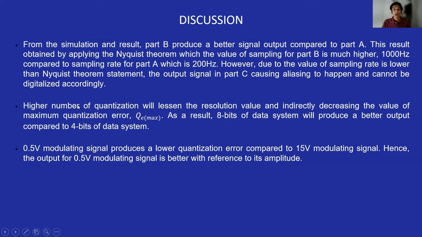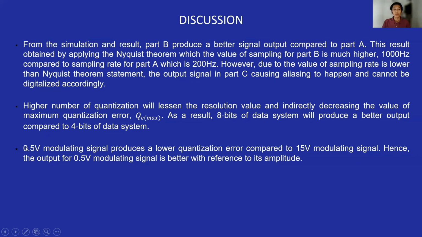For the number of quantization levels, a higher number of quantization levels will lessen the resolution value and indirectly decrease the value of maximum quantization error. As a result, an 8 bits data system will produce a better output compared to a 4 bits data system. This is because the number of quantization levels for 8 bits is 256, while for 4 bits it is only 16.